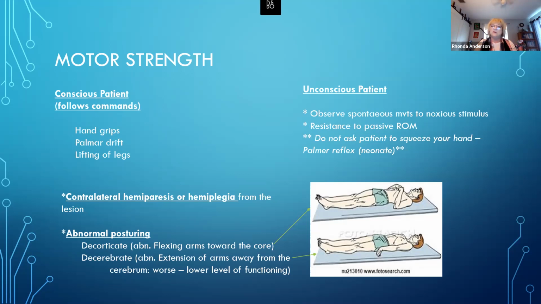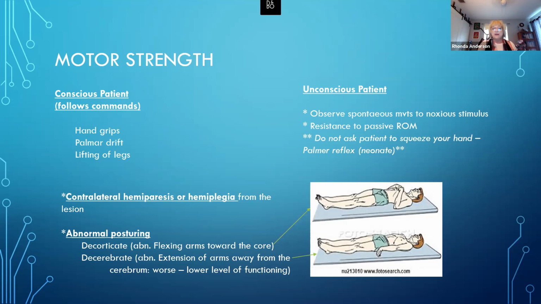We want to say, give me thumbs up, wiggle your toes, give me something that I know is not a reflex. We also look for contralateral hemiparesis, or loss of sensation, or hemiplegia, loss of motion, on the opposite side. So contralateral means opposite side from where the lesion is. If they have a right-sided brain injury, I'm looking to see if there's any loss of sensation or movement on the left. If it's a left brain injury, I'm looking for losses on the right.